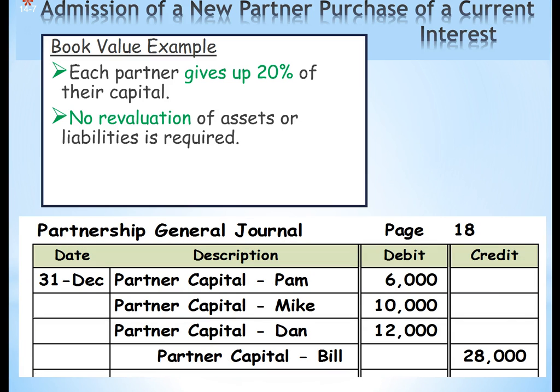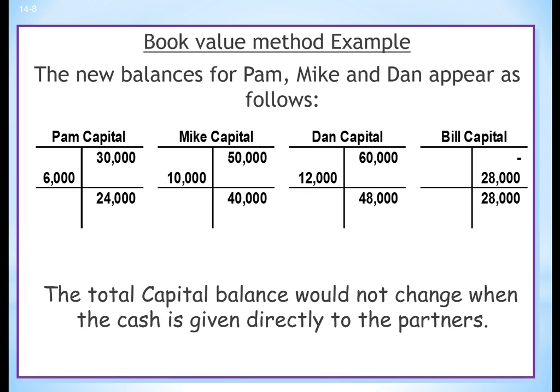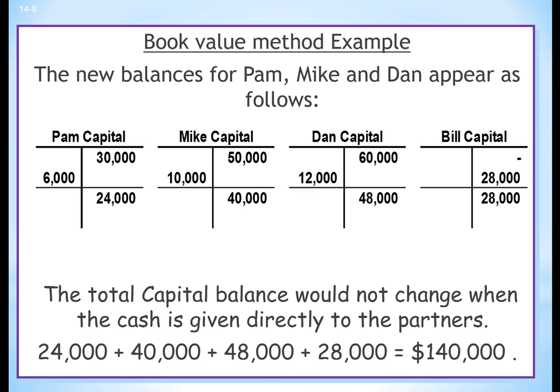So this is what the journal entry would look like. And then after we do this, as you can see, we are debiting their accounts because normally the balances have a credit balance. At the end, when we look at the T accounts or the account balances, we now see that Bill now owns 20% of the total capital of $140,000.